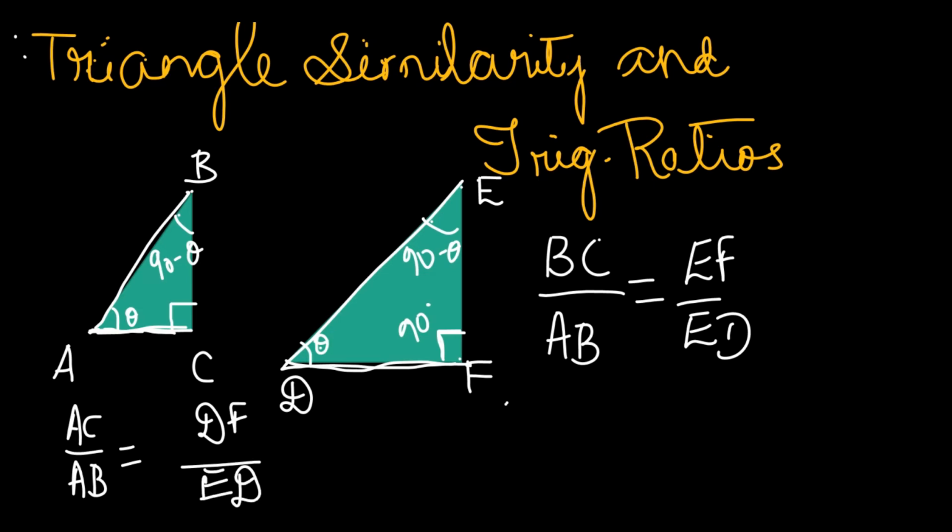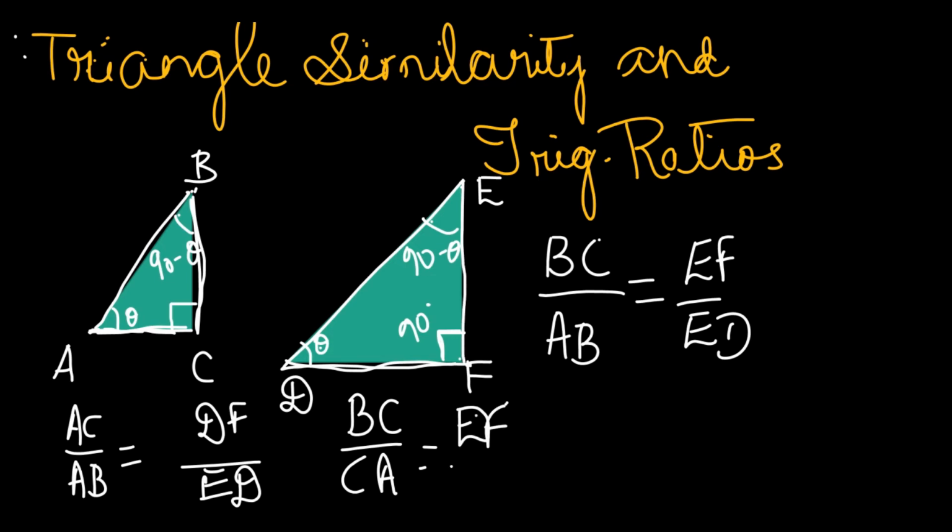Next, what is remaining? BC by CA, without using the hypotenuse now. That is equal to the standing height one, that is EF by DF. So this is how we have concluded with our similarity condition. Now we have all of this from the fact that the two triangles are similar.